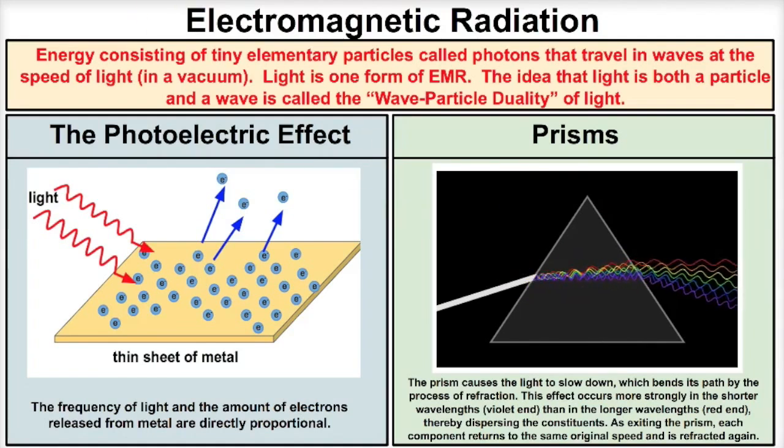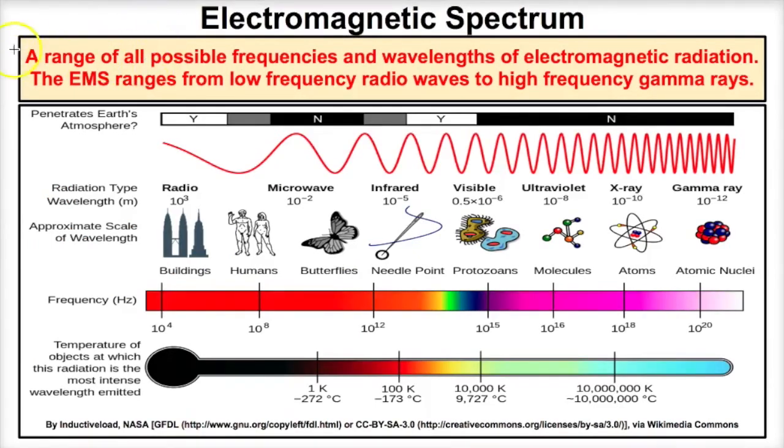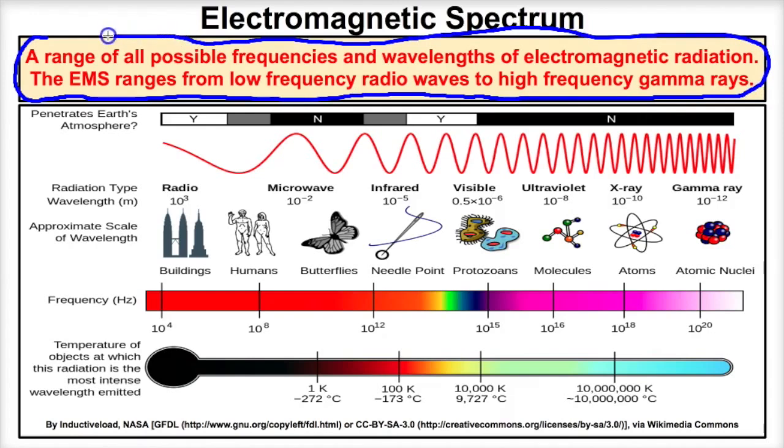So let's take a look now at the electromagnetic spectrum. The electromagnetic spectrum is a range of all possible frequencies and wavelengths of electromagnetic radiation. It ranges from low frequency radio waves all the way to high frequency gamma rays. So what I recommend you do is pause this after I'm done talking and take a look at it and make sure that you fully understand what's going on here. But basically, the electromagnetic spectrum is a spectrum of all possible ranges of electromagnetic radiation.